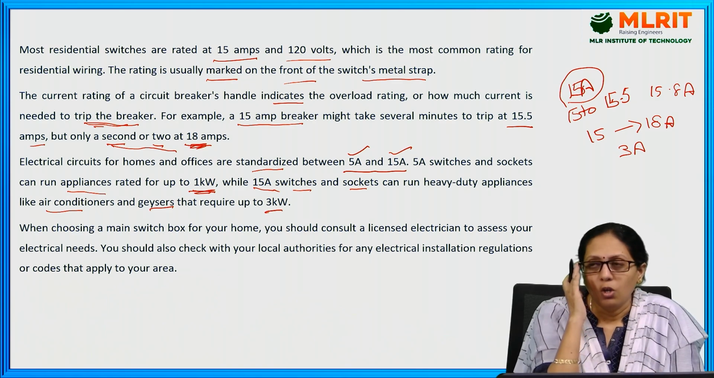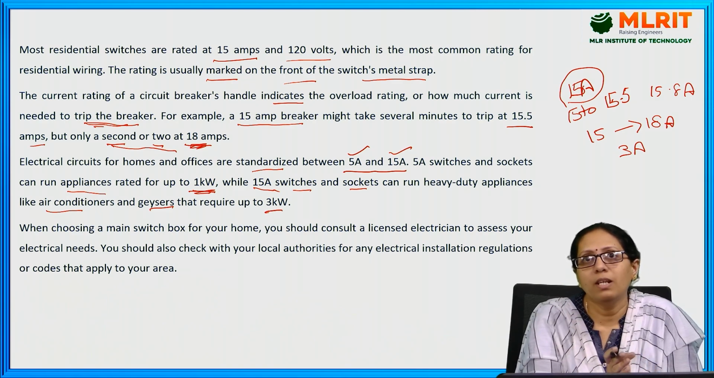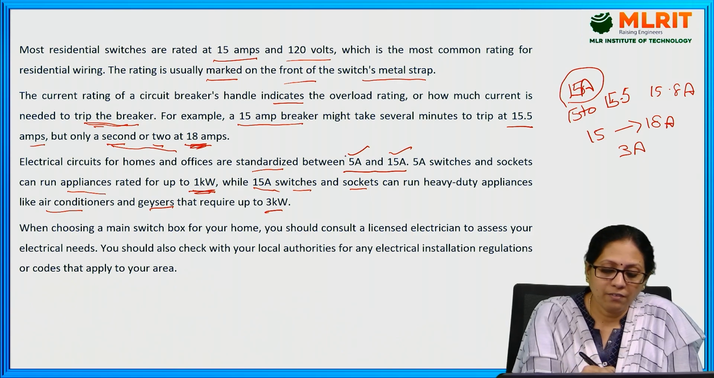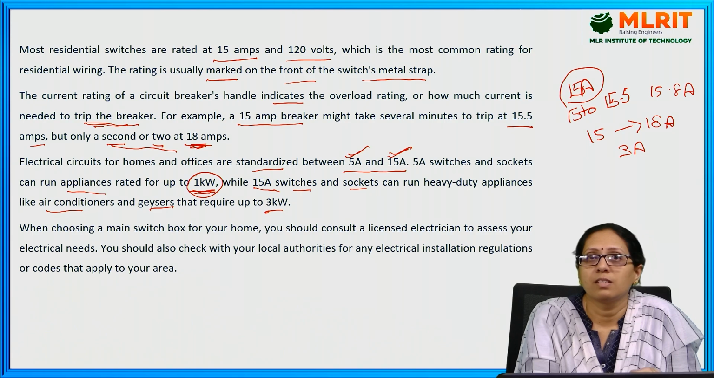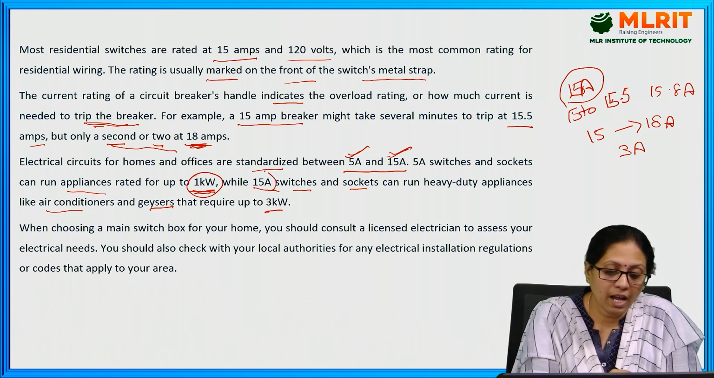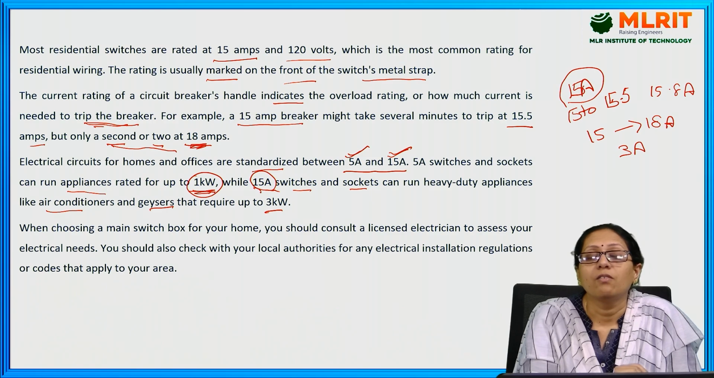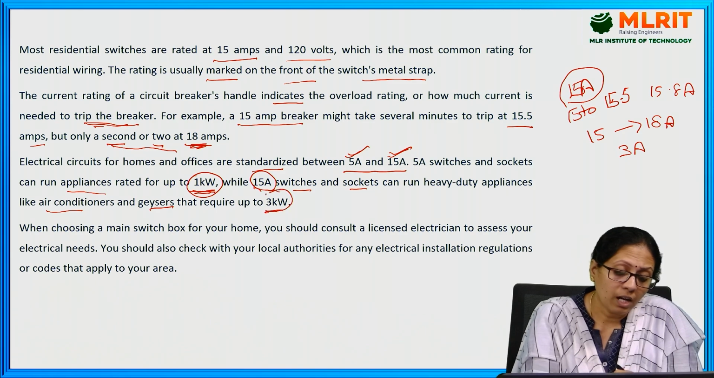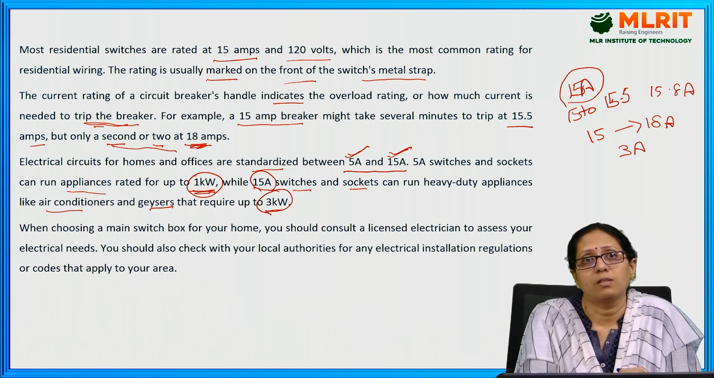For normal appliances, like normal lights and fans, 5 amperes and 1 kilowatt is sufficient. But for high capacity, like 15 ampere switches and sockets, when we are using them for air conditioners, geysers, iron box and all, we need up to 3 kilowatts.